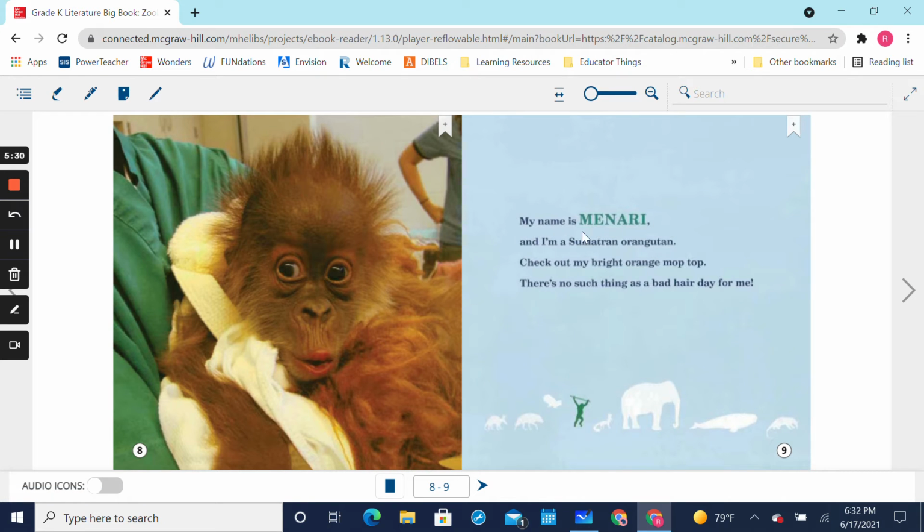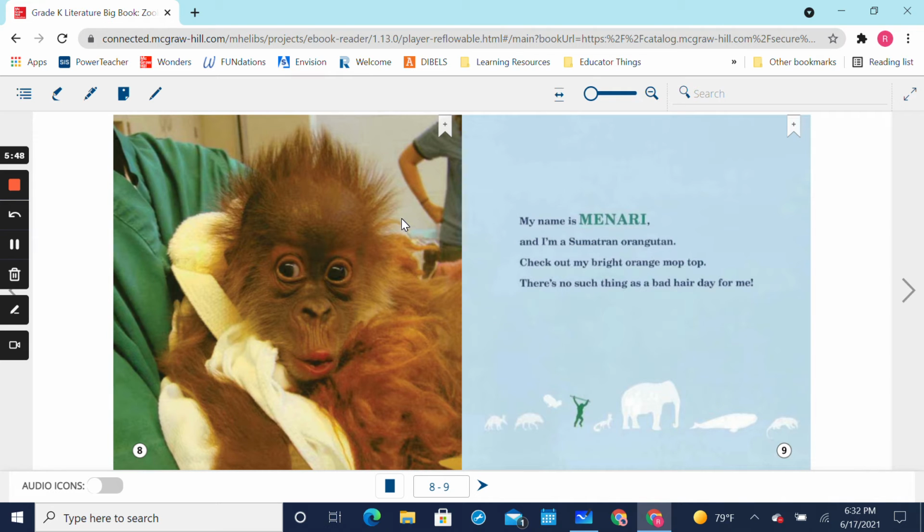My name is Minari, and I'm a Sumatran orangutan. Check out my bright orange mop top. There is no such thing as a bad hair day for me.